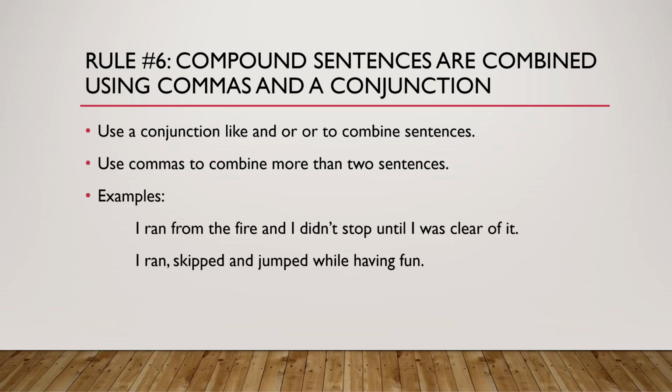So here I'm combining two sentences. "I ran from the fire." It could have been "I ran from the fire," period. "I didn't stop until I was clear of it." But we're combining these two sentences since they're closely related, with the conjunction "and." The next example: "I ran, skipped, and jumped while having fun." Here we have three things that I'm doing, and I'm separating them with commas and a conjunction.